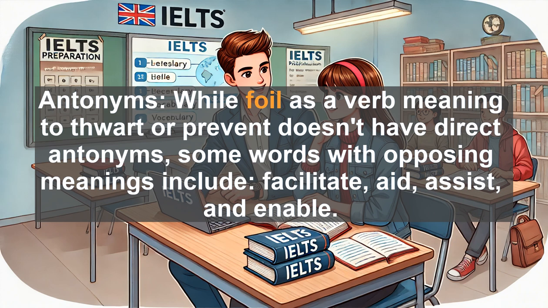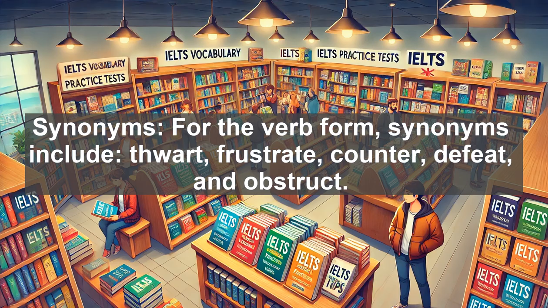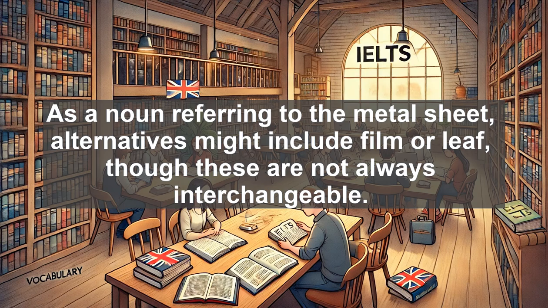Antonyms. While foil as a verb meaning to thwart or prevent doesn't have direct antonyms, some words with opposing meanings include facilitate, aid, assist, and enable. Synonyms. For the verb form, synonyms include thwart, frustrate, counter, defeat, and obstruct. As a noun referring to the metal sheet, alternatives might include film or leaf, though these are not always interchangeable.